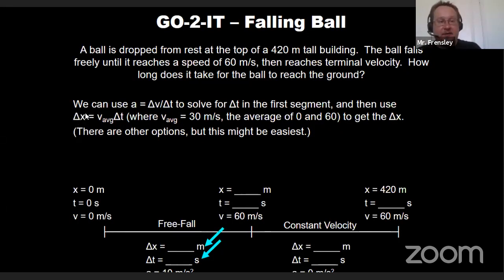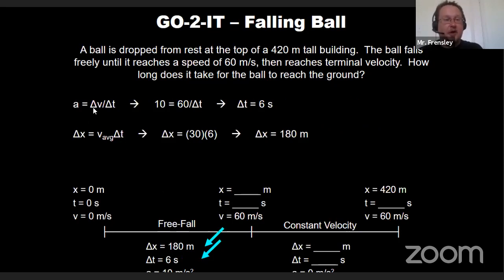Now, how can I get the distance that I go? Well, an easy way to get the distance that it falls is to take the average velocity. So that's 0 and 60, average to 30. That's the average velocity of this segment times the time. And I just got the time to be 6 seconds: 6 seconds of fall if you fall at 10 meters per second squared up to 60 meters per second. So if I say 30 meters per second of average times 6 seconds, then that's going to be 180 meters. So here's what it looks like right there. That's me getting my 6 seconds. That's me getting my 180 meters. So I fill in my 180 meters and my 6 seconds.